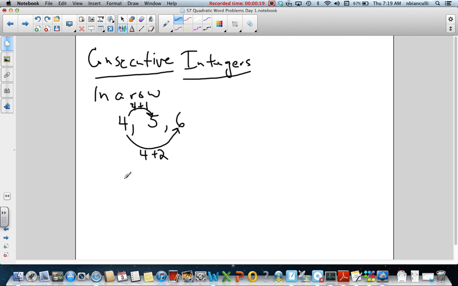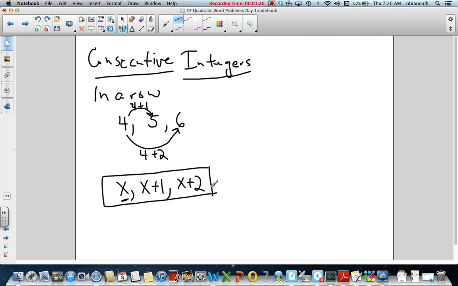So if I didn't know what number I was starting with, let's say I called it x. The next number in the list would be that number plus 1. So that's x plus 1. And the next number in the list would be the starting number, x plus 2. So when we write consecutive integers, these are going to be how we represent them algebraically. X, x plus 1, x plus 2.